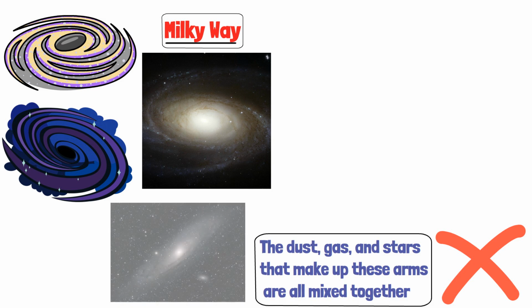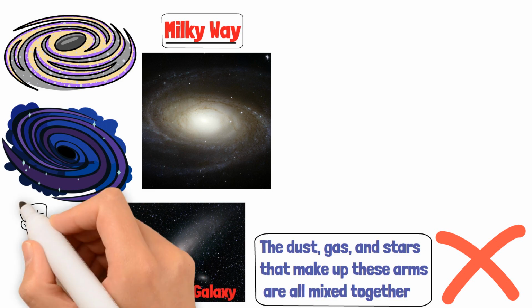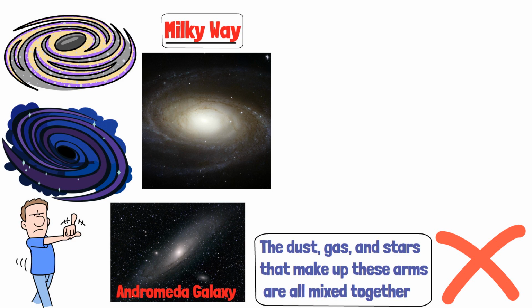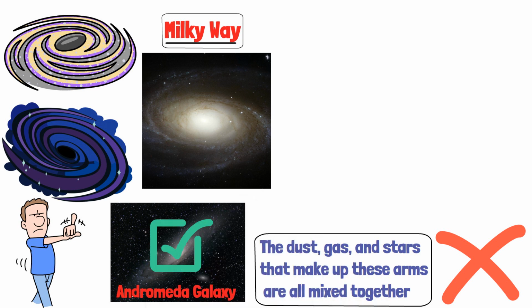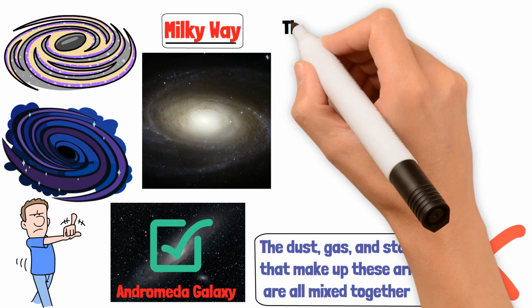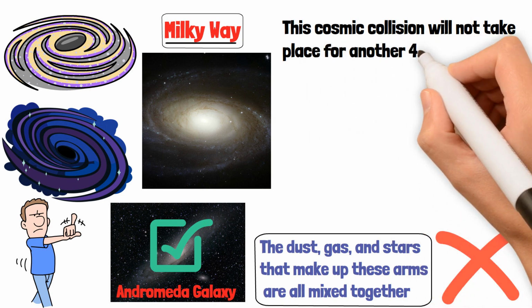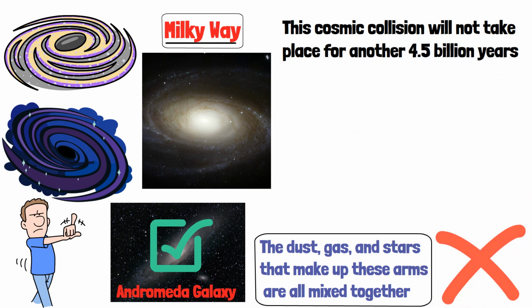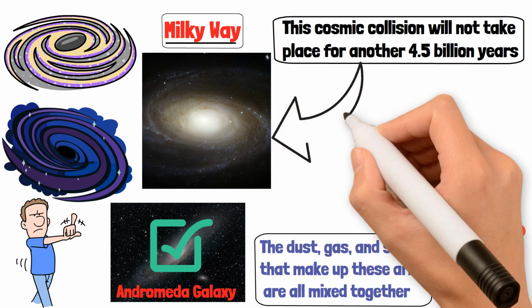In addition, the Andromeda Galaxy is an example of a spiral galaxy. Not only is it the largest galaxy in the universe, but it is also the galaxy that is located in the closest proximity to our own stellar system. It is actually moving in the direction of the Milky Way, but this cosmic collision will not take place for another 4.5 billion years.